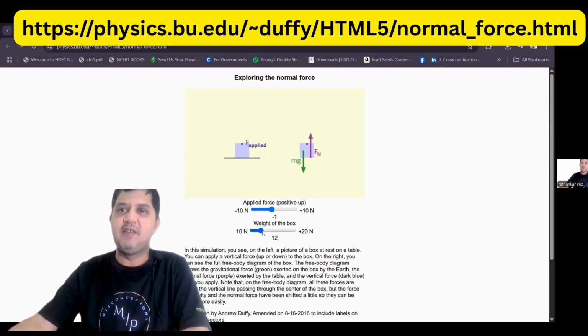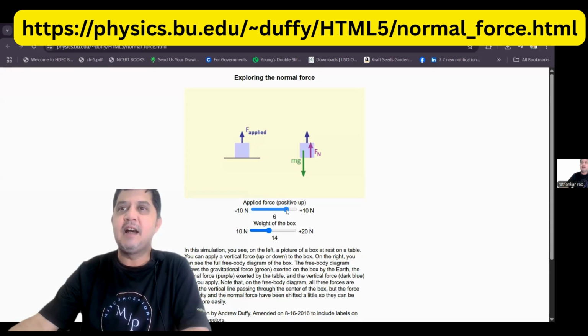And now I will change this weight. Now what's happened? The arrow for the normal force also increases in size, which means the mg and the Fn forces are increasing over here. Now when I click on applied force, this is only due to the weight. The applied force here is 0. Now if I apply a force here, plus 10 Newton.